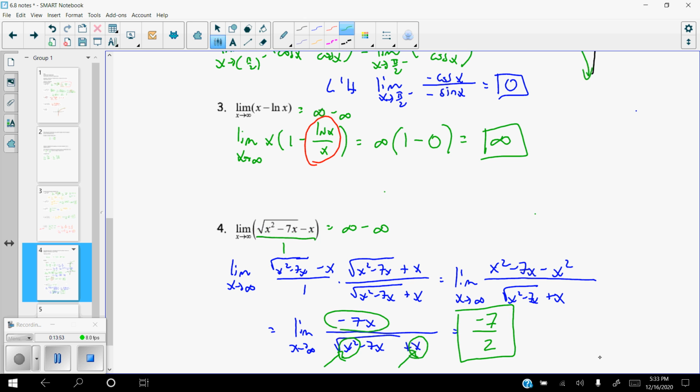Take the derivative of the numerator, you get negative 7. If you take the derivative of the denominator and then reapply the x approaching infinity, you would get negative 7 halves. All right, that one is a much shorter video, and hopefully that will be enough.